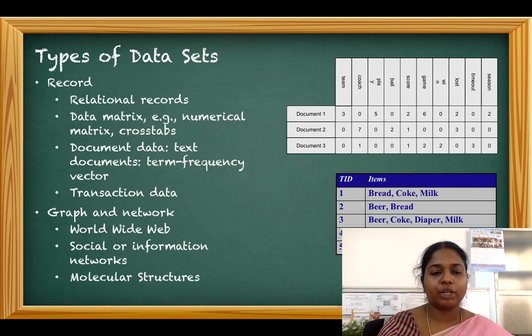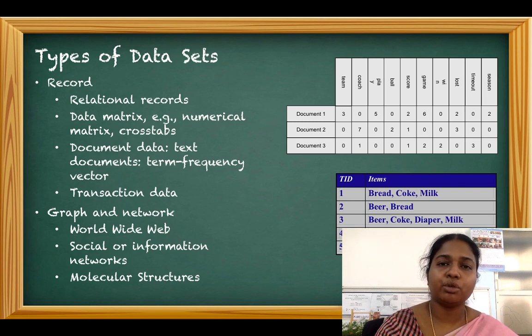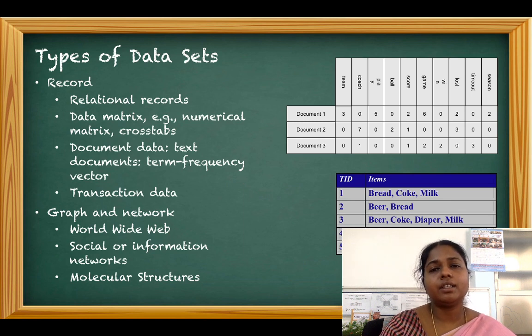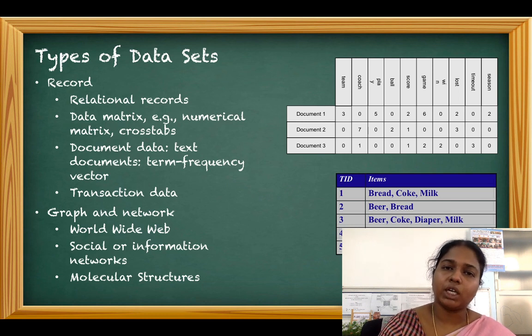We also have social media, and we can even represent molecular structures using graph or network data types. In such data sets, we cannot apply the basic statistical methods or the normal data mining methods. Most, about 95%, of the data mining methods are applicable only on relational databases. So we are still in the process of finding or inventing methods that can help us work with graph and networked data.